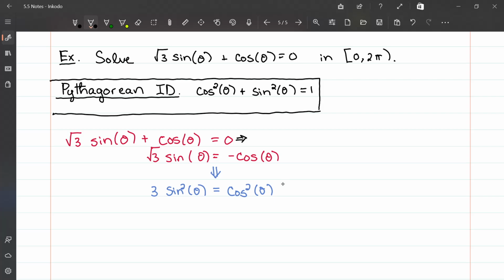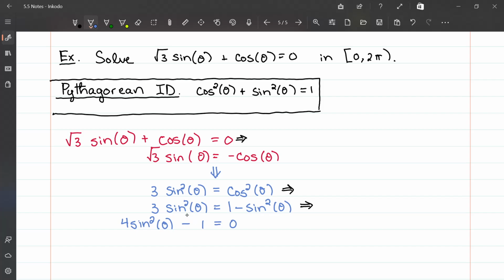This isn't so bad. Using the Pythagorean identity, I can rewrite the right-hand side. I can make cosine squared into 1 minus sine squared. This is much nicer because now what I can do is combine like terms. Actually, I'm going to go ahead and move everything back over to the left-hand side because if I do, I'll be subtracting negative sine squared, so that means I should wind up with 4 sine squared. And then I'll be subtracting 1, and the result will be equal to 0.